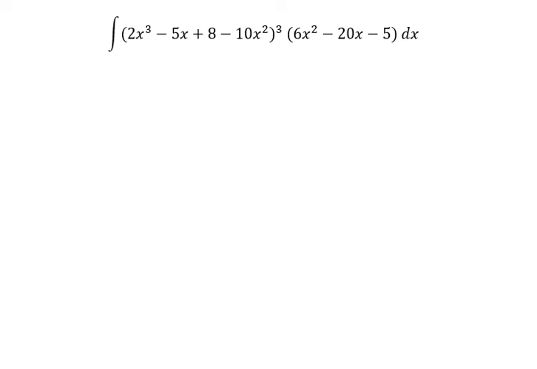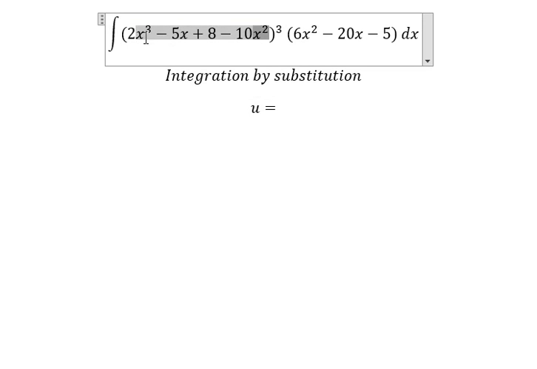The topic today is about integration. So now I will show you how to answer. We need to use integration by substitution. So I will put u equals to this one.